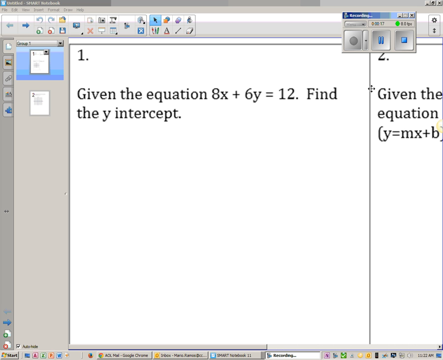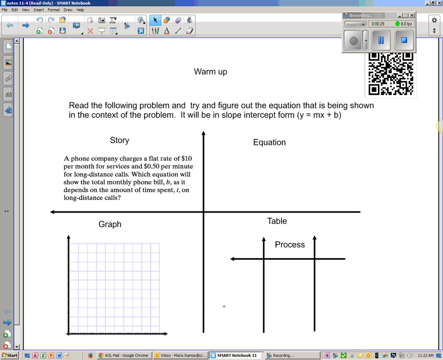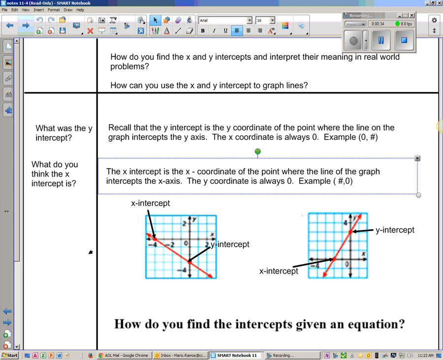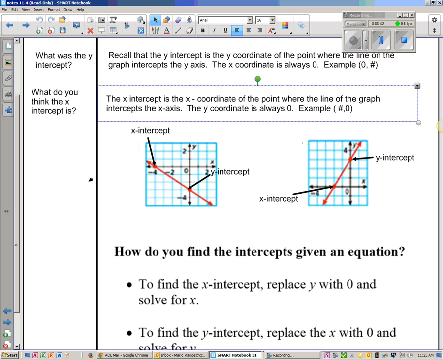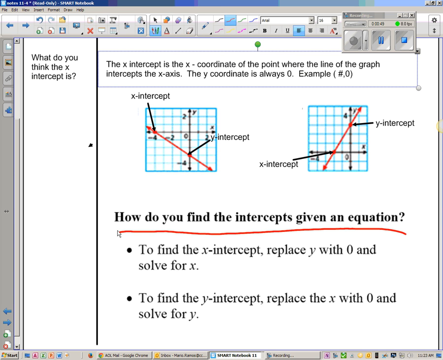Okay, problem number 1, given the equation 8x plus 6y is equal to 12, find the y-intercept. Now, you were able to use your notes here, and if you go look at the notes that we took on 11.4, you were being asked this question of finding the y-intercept. These notes right here, I don't know if you recall, are about the y-intercept, and it says here, right here, how do you find the intercept given an equation?